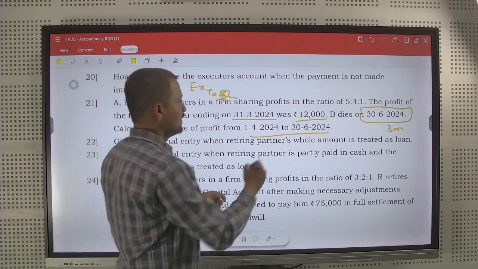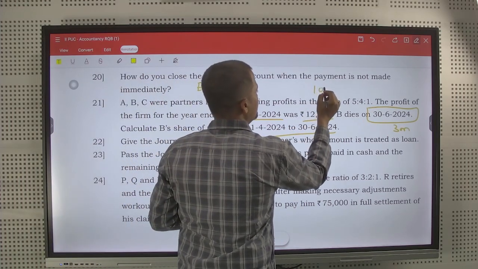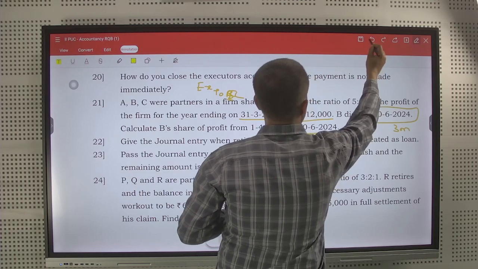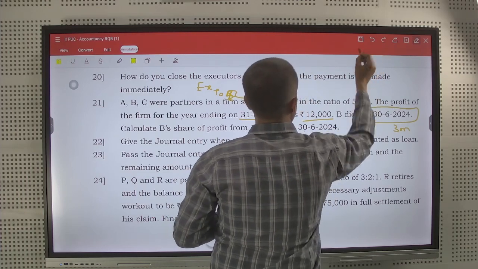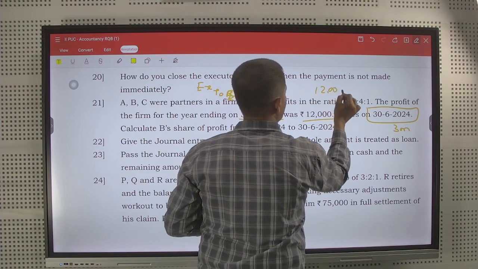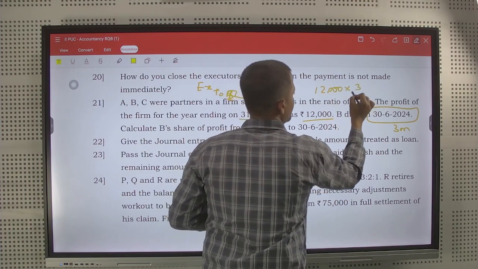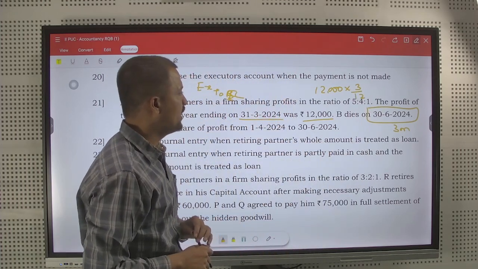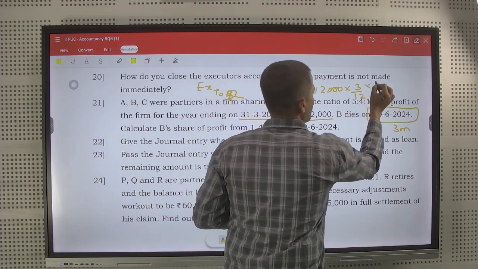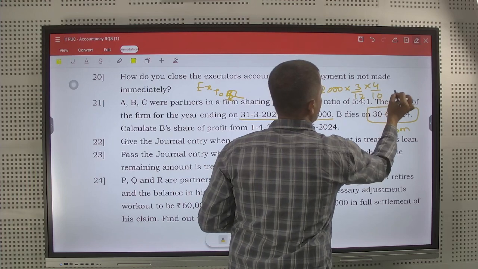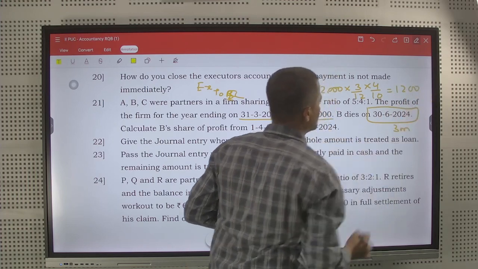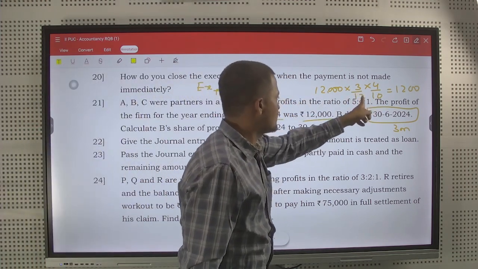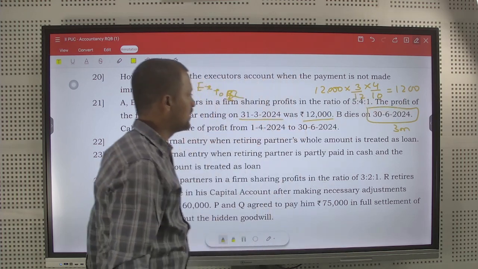We know that total profit is 12,000. And how many months he lived? 3 months. I think into 3 by 12 will give us 3,000. And what is his share? That is 4 by 10. I think that comes to 1,200 rupees. Because it will be 3,000, 0 will be cancelled, 300 into 4 will be 1,200.